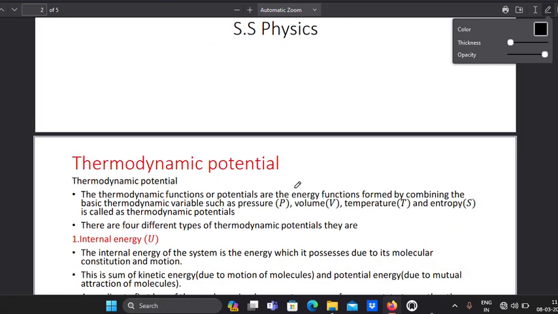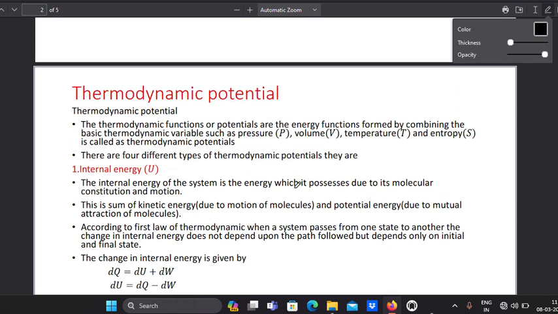And the most important thing is thermodynamic potentials. What are the potentials here? Thermodynamic potential definition. The thermodynamic functions or potentials are the energy functions formed by combining basic thermodynamic variables such as pressure, volume, temperature, and entropy, and are called thermodynamic potentials.